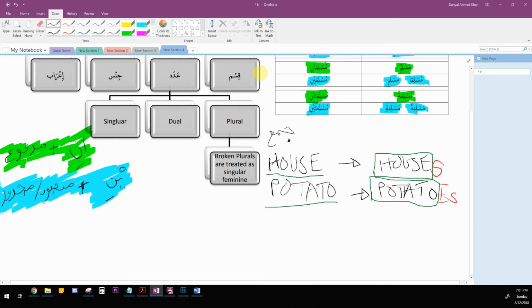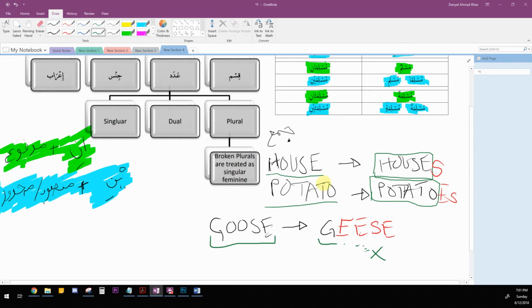Do we have unsound plurals, broken plurals? Yes, we do. For example, the word goose. The plural of the word goose is geese. So for consistency, we'll use these different colors. Geese. Now, in this one, you have the word goose. Can you find the word goose in the word geese? No, you can't. Therefore it is missing. Therefore it is broken plurals.